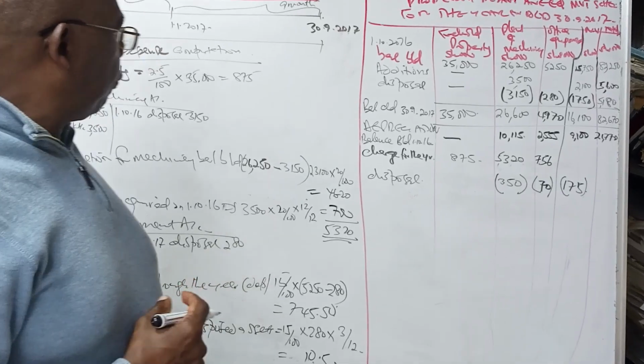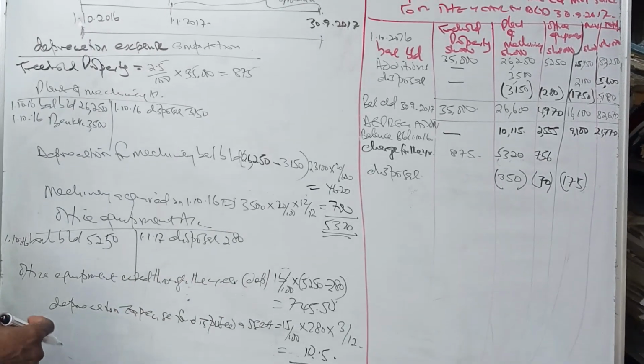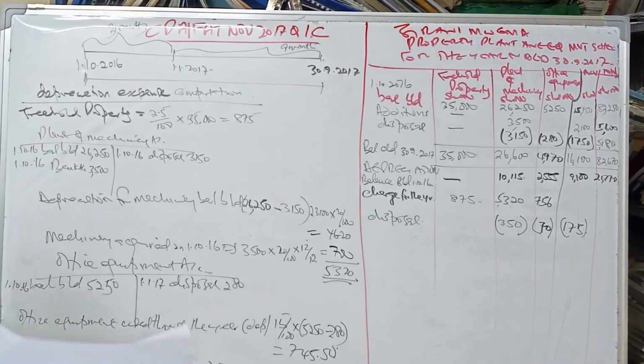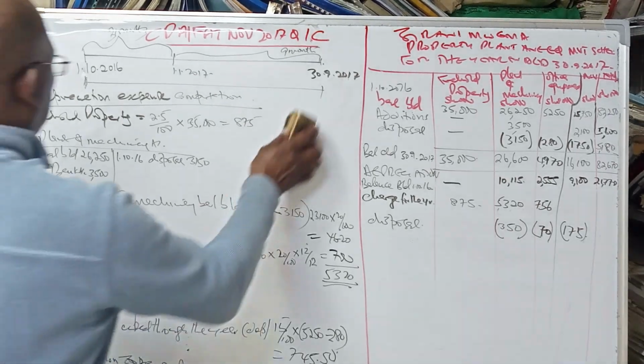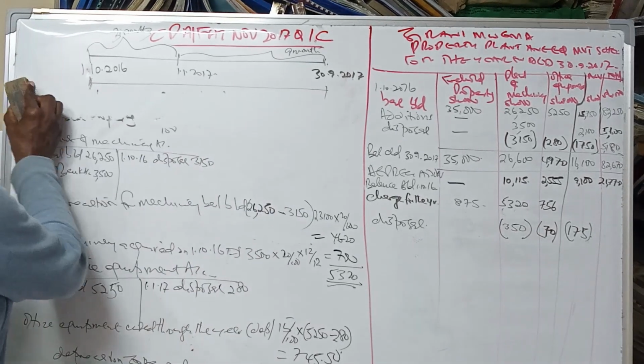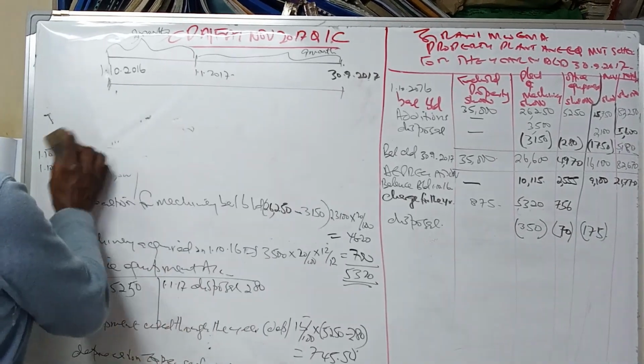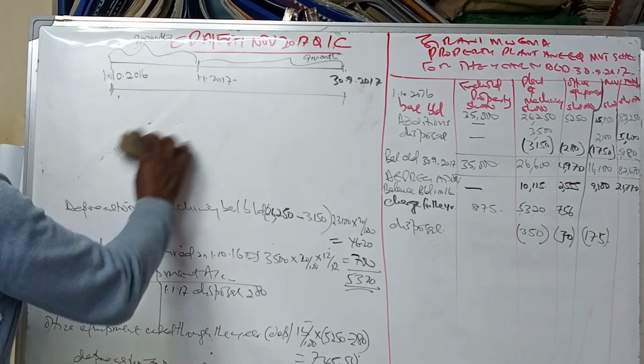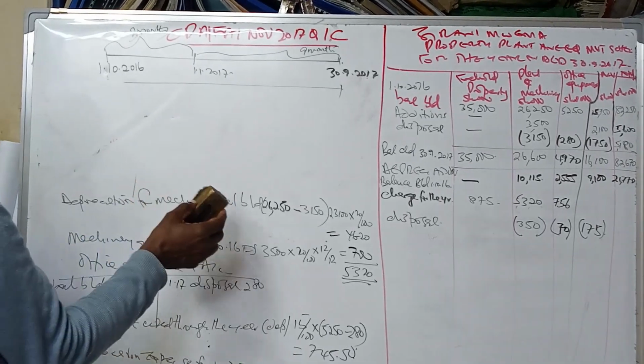Then for motor vehicle, if we were to get now the one for motor vehicle, we do the same. Let's get for motor vehicle.